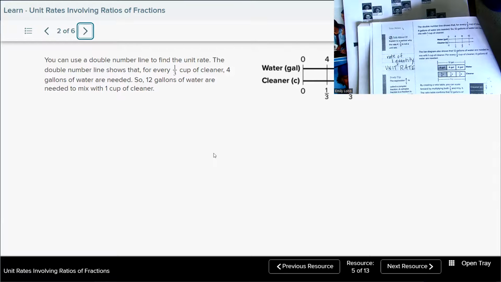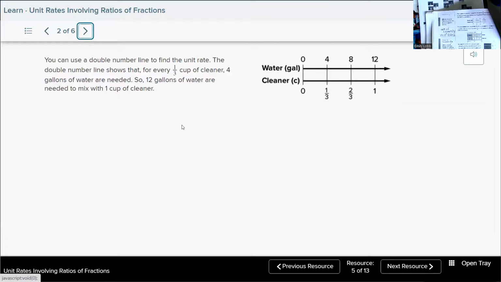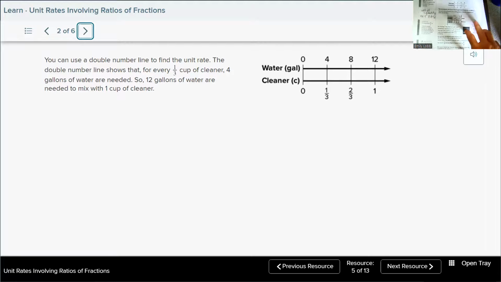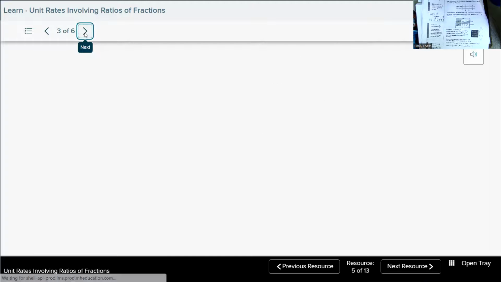So you can use a double number line to find the unit rate. The double number line shows that for every 1/3 cup of cleaner, 4 gallons of water are needed. So do you see that? It's going up by 4 every time for every third. So 12 gallons of water are needed to mix with 1 cup of cleaner. You see where it's showing you that also in your packet. Hopefully you're able to follow along.